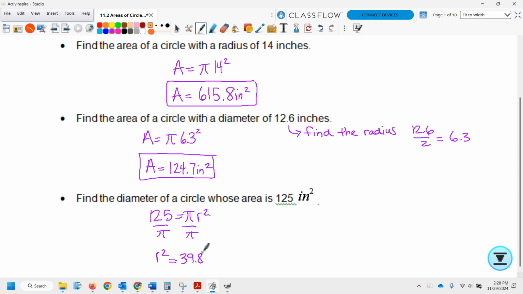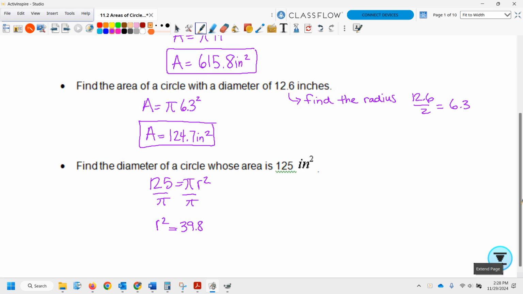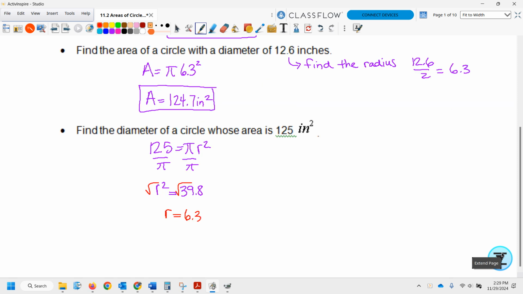39.8. So if I take the square root of both sides, because that's how we unsquare something, r is equal to, and again I'm going to round to the nearest tenth, the square root of 39.8 gives me 6.3. And we times that by 2 to find the diameter. So D is equal to 6.3, in parentheses, times 2. The diameter is 12.6 inches.